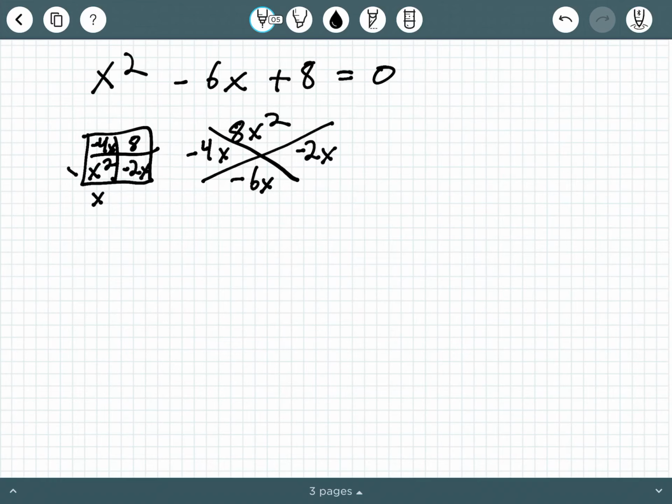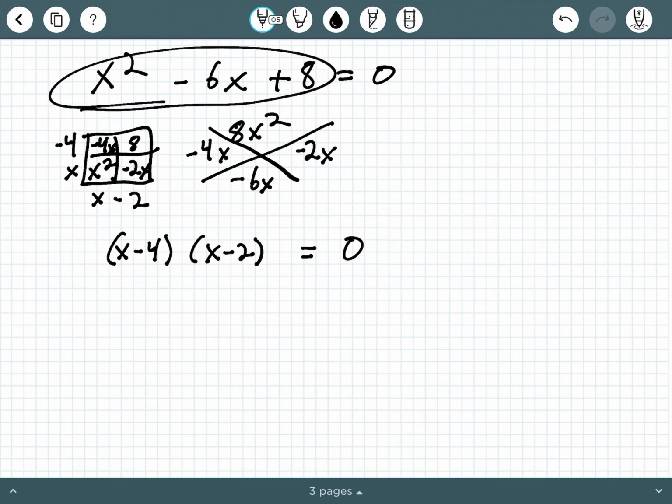So I know we're doing x times x to get x squared, and then between 8 and negative 2, I'll take out negative 2. Between negative 4 and 8, I'll take out negative 4. So our factors are x minus 4 multiplied by x minus 2, and those will be equal to 0 because they're replacing the left side of the equation. Those are equivalent. Now we use the zero product property, which says when two things multiply together to give you 0, one of them has to be 0.